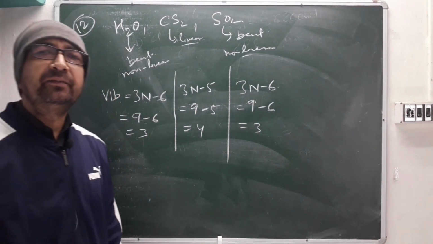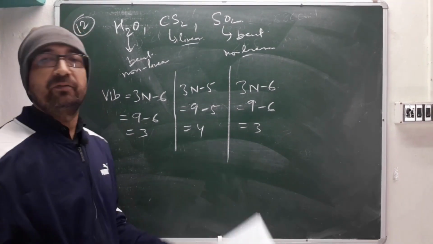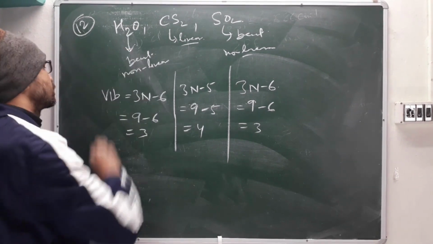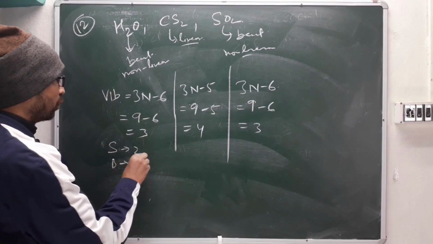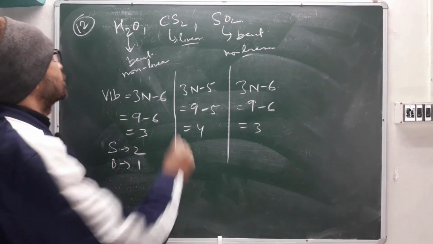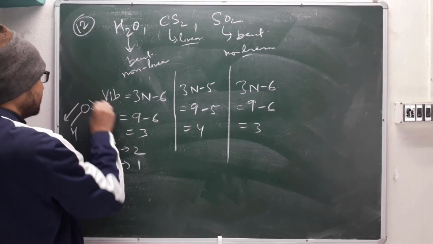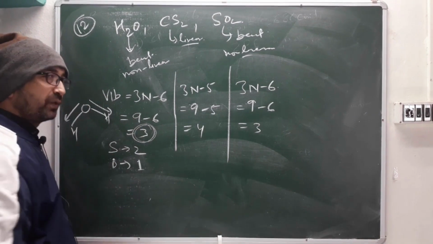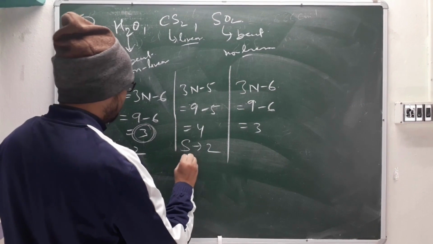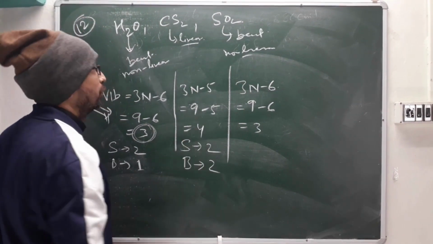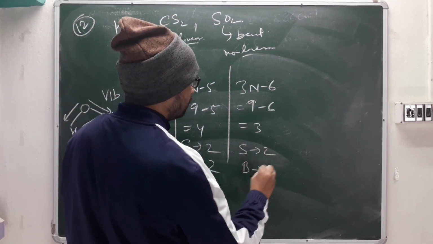But in these we have stretching and also bending, and what they want is the bending mode of vibration only. H2O will have 2 stretching vibrations and 1 bending vibration. Stretching will always be 2, because if we draw this molecule, one goes this side and one this side. In this 3, we have to fix it, correct? Now for CS2 we have 2 stretching and 2 bending, total 4. And SO2 will again have 2 stretching and 1 bending.